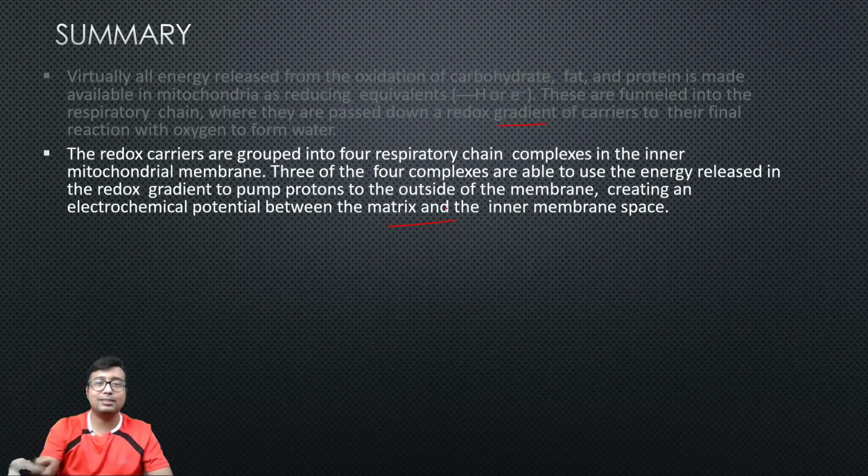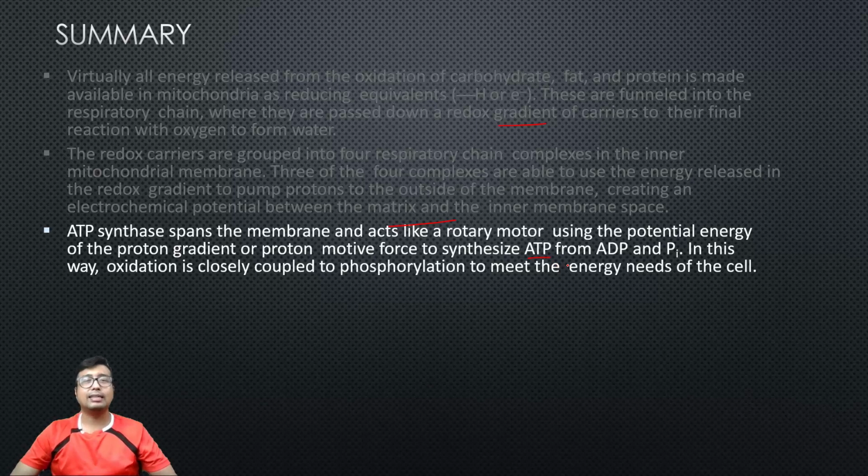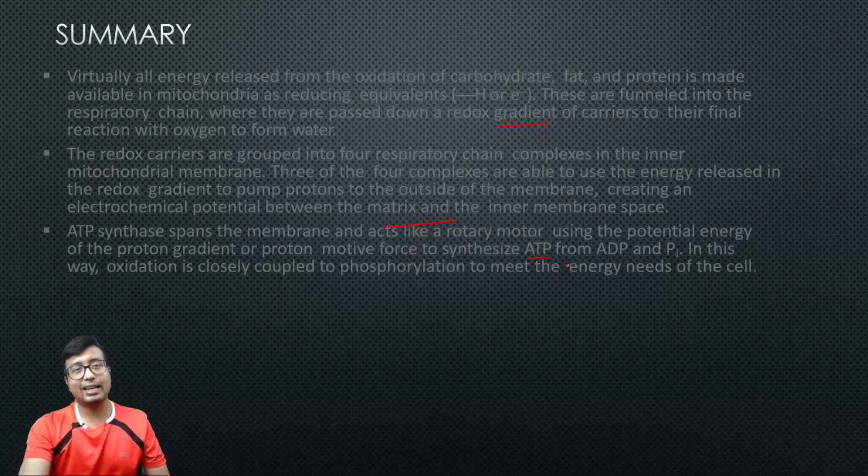intermembrane space to the inner mitochondrial membrane via the ATP synthase, and when these protons are pumped, that ATP synthase acts as a rotary motor, and the potential energy of the proton, the proton motive force, is used to unite ADP and Pi to form ATP. In this way, oxidation and phosphorylation are coupled and they meet the energy needs of the cell.